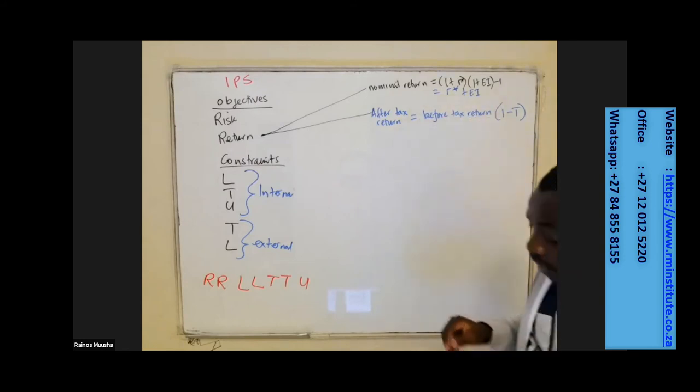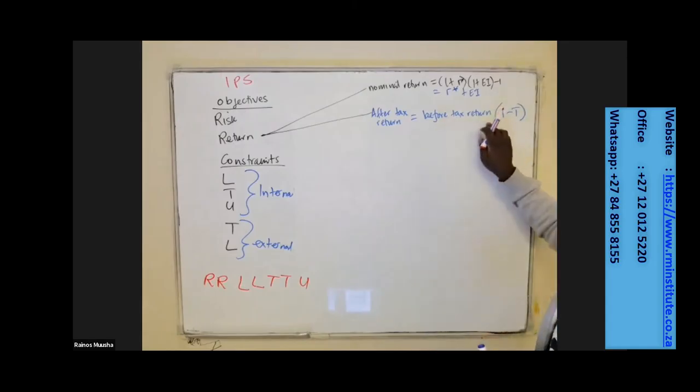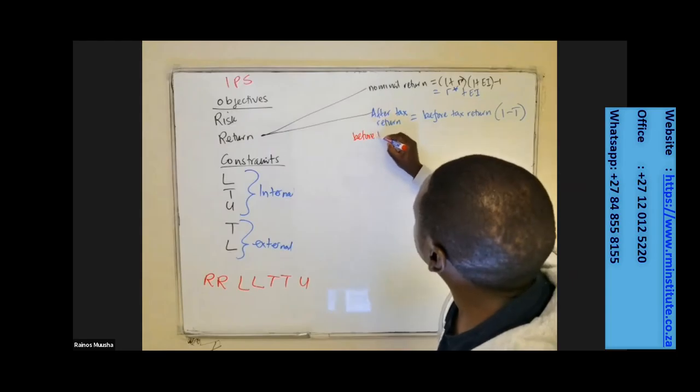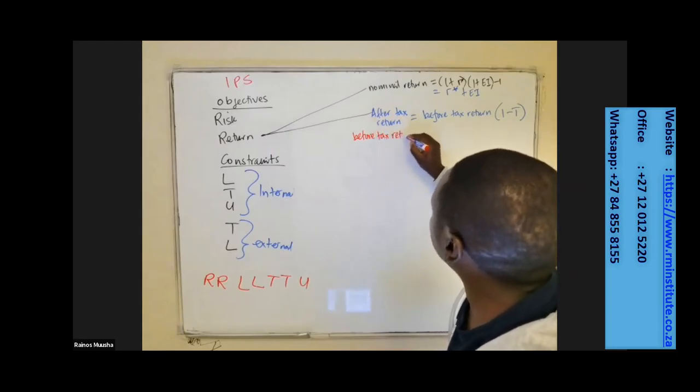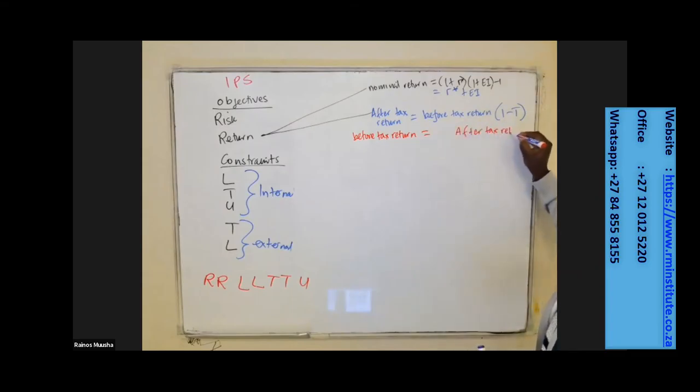And remember, if ever you are asked to determine the before-tax return, you should also know that before-tax return is given as your after-tax return divided by 1 minus tax rate. So your after-tax return divided by 1 minus tax rate will give you the return before tax.